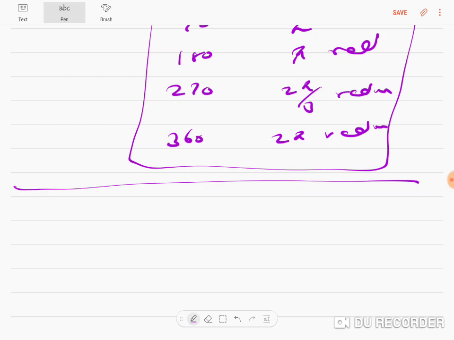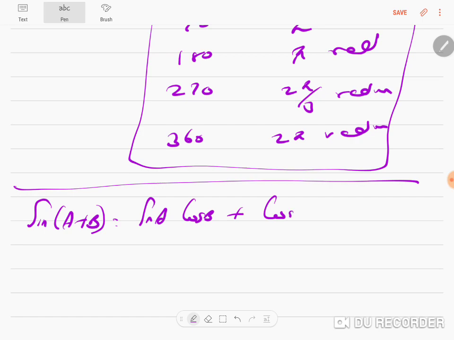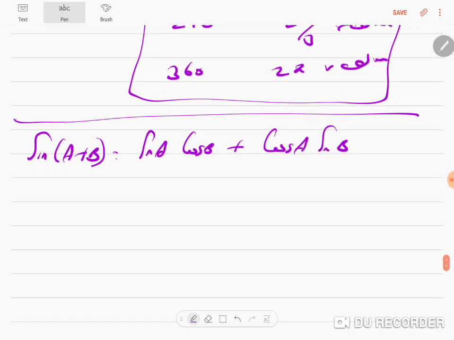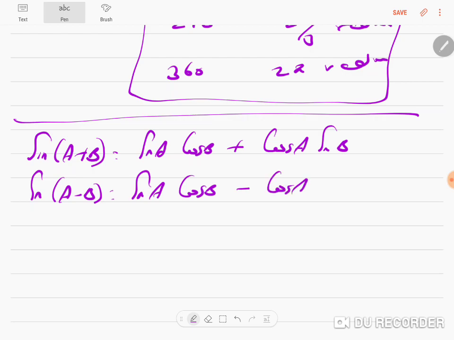I am coming to formulas. First formula, sin A plus B is sin A cos B plus cos A sin B. Sin A minus B is sin A cos B minus cos A sin B. Okay, come on, repeat. Sin A plus B is sin A cos B plus cos A sin B. Sin A minus B is sin A cos B minus cos A sin B.